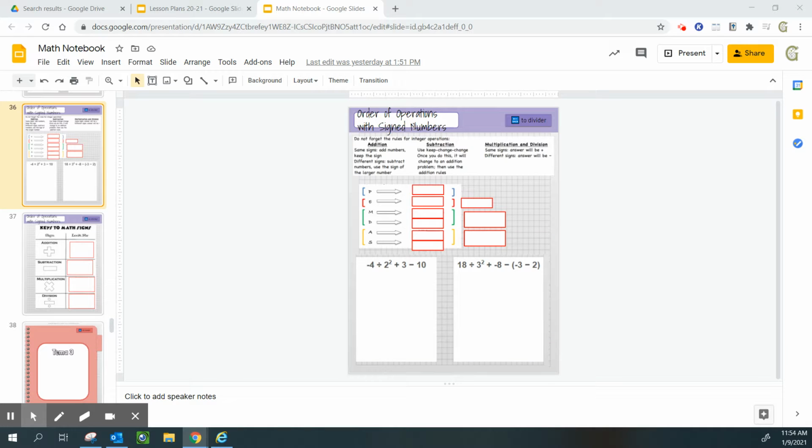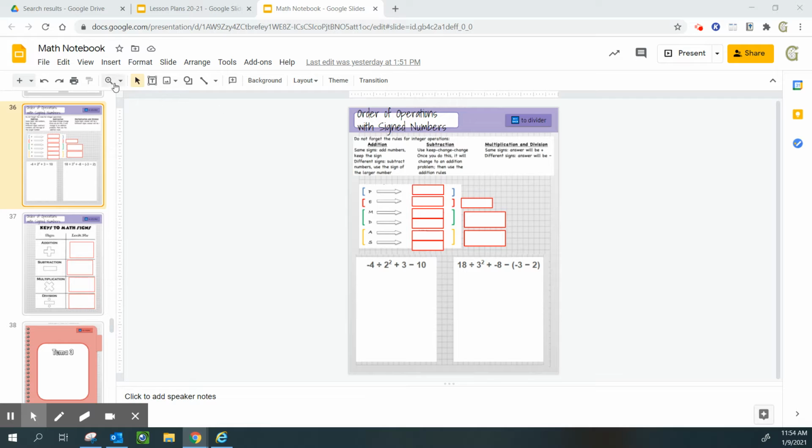Okay, so go ahead and find this order of operations with signed numbers page, and then let's talk about it. Really, when we're doing order of operations and we have positives and negatives, nothing is really going to change from what you've done in the past here. It's just practicing the same skill we've done, using now what we know about adding, subtracting, multiplying, and dividing when you have negative numbers.